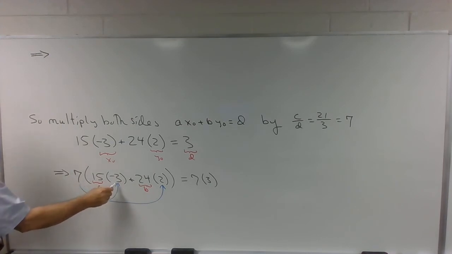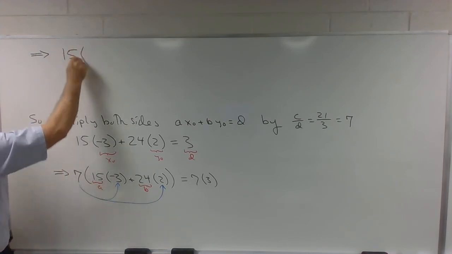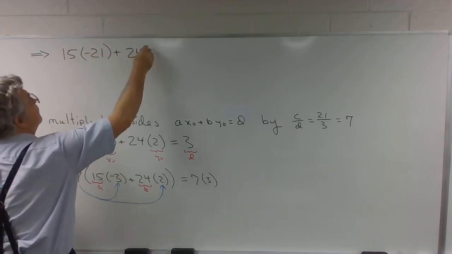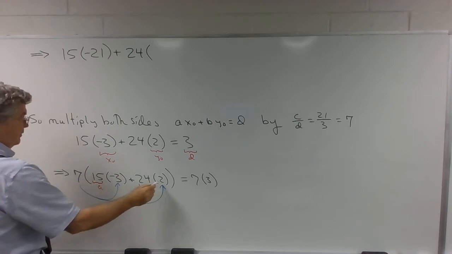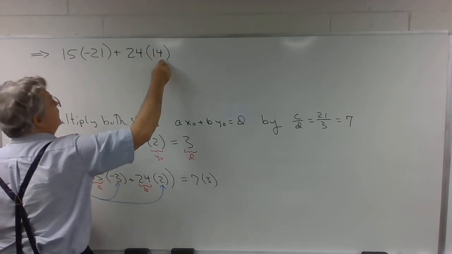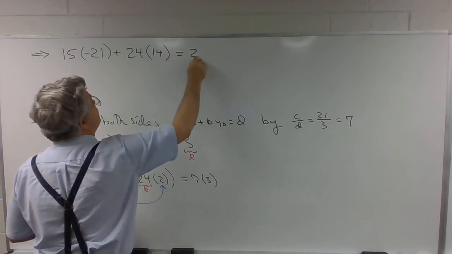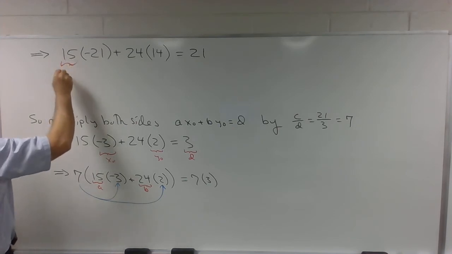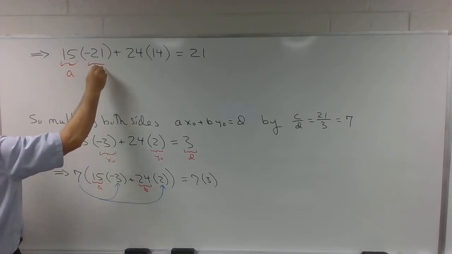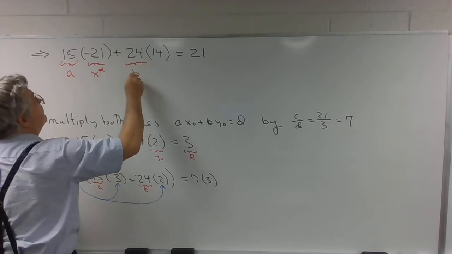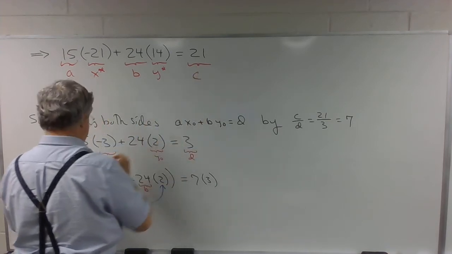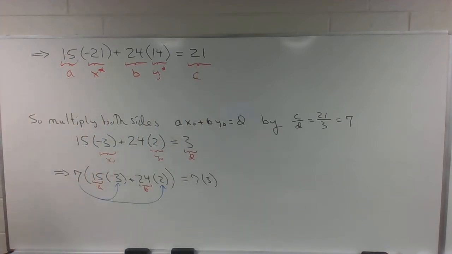Okay, 7 times negative 3 is negative 21. Seven times 2 is 14. Equals 21. So we have A times X star, B times Y star equals C. And let me just do a quick check and make sure that this works.